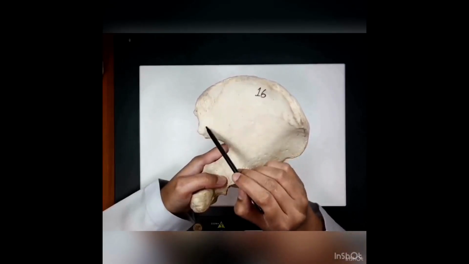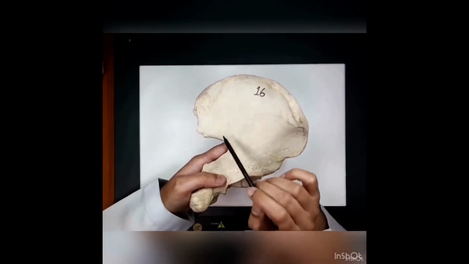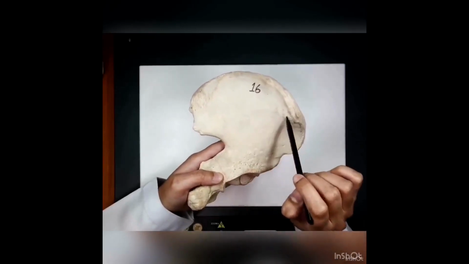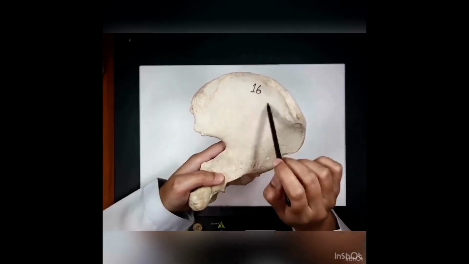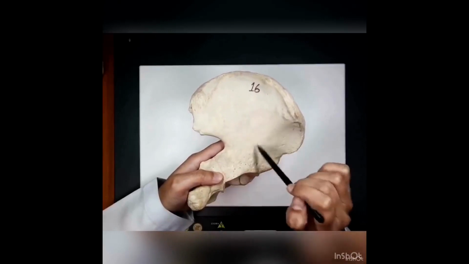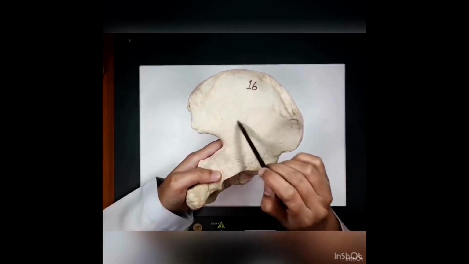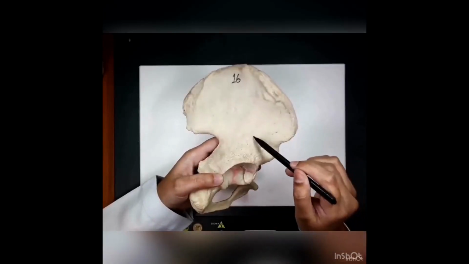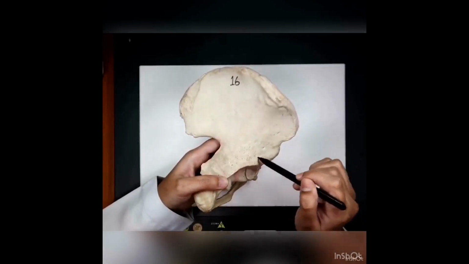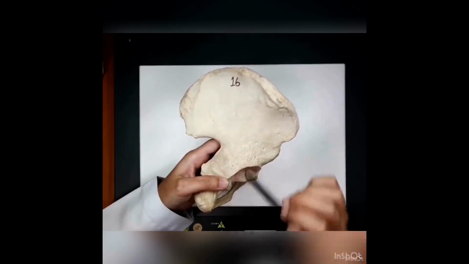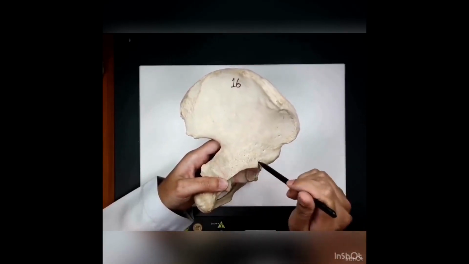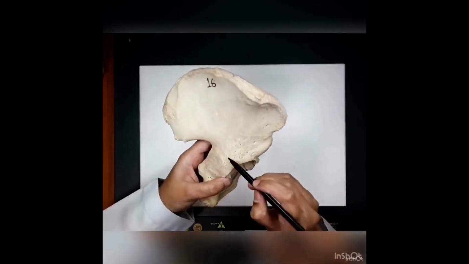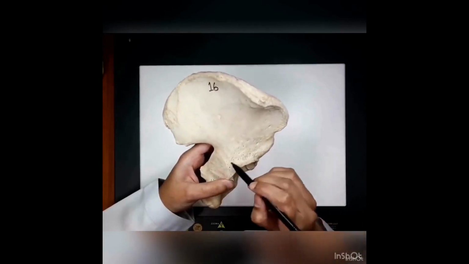Between the posterior gluteal line and the anterior gluteal line, there is gluteus medius, and between the anterior gluteal line and inferior gluteal line, there is attachment of gluteus minimus muscle. Below this inferior gluteal line, on a grooved area, there is attachment of rectus femoris muscle. Which head? Reflected head of rectus femoris muscle.